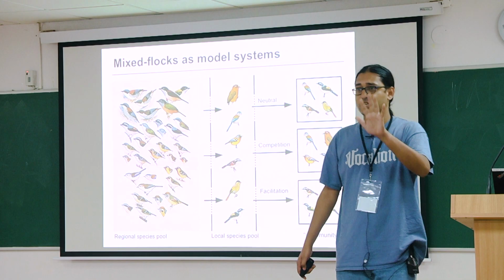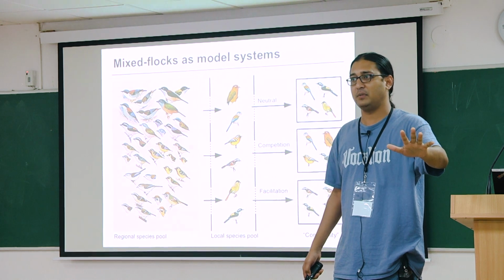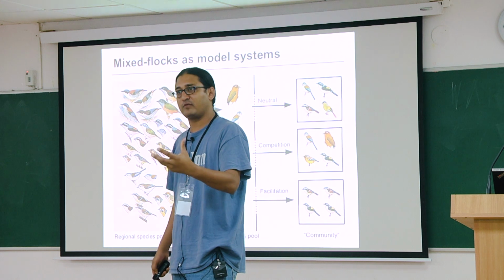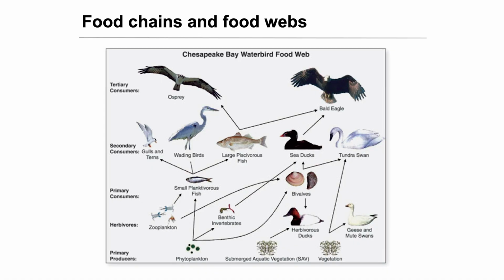structured that way. So just again, keeping in mind, mixed species flocks are a very, very interesting system in birds, and very good model systems to work on for a lot of questions in community ecology. We'll finally end with food chains and food webs. Everybody is familiar with food chains and food webs, right? Is there anybody who doesn't know about food chains and food webs? Well, I didn't know for a long time, so if you want me to go into details, we can. But it's just who eats what, right?